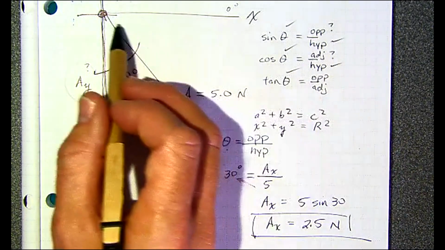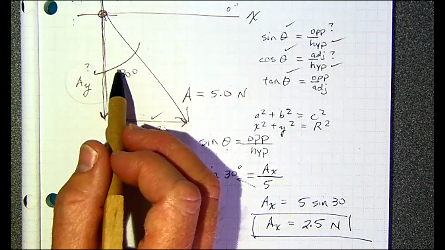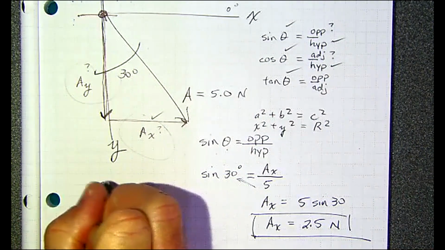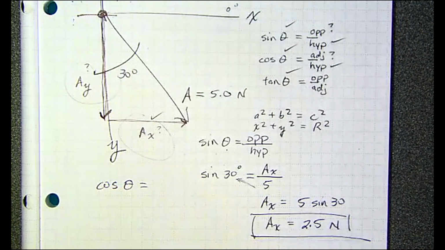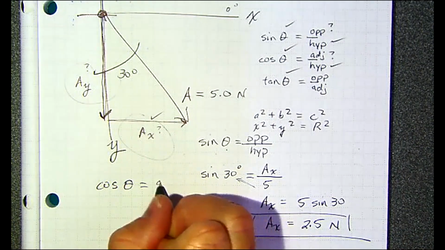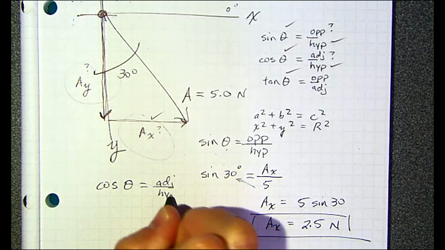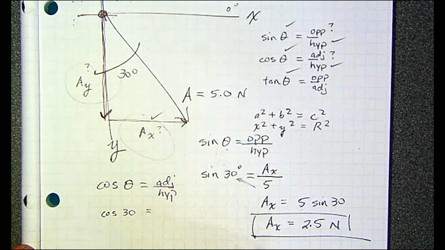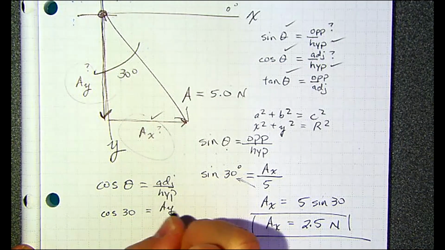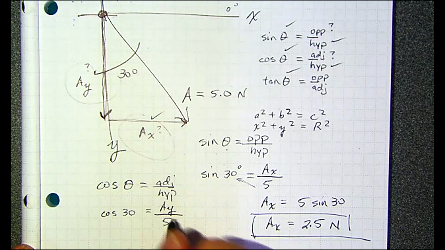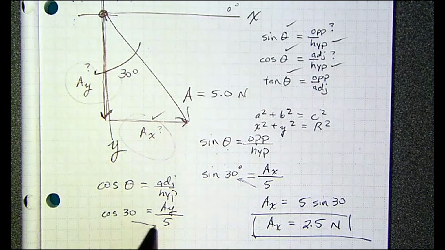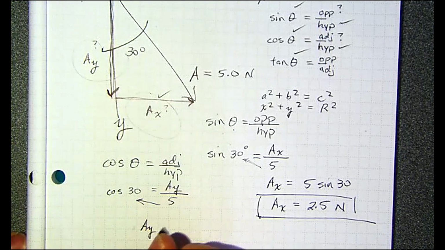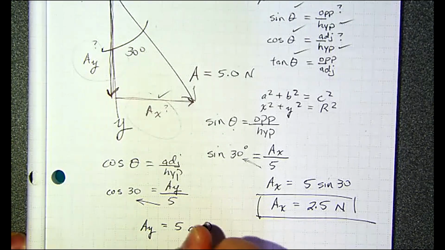Well, now for the adjacent one, if you believe me that a sub y is adjacent, meaning next to, if you agree that we're going to use this now, it's a cosine. It's the same process. The cosine of theta is the adjacent over the hypotenuse, right? And then this is going to be the cosine of 30 equals the adjacent, which we don't know, is a sub y. And then the hypotenuse, which we do know, is still 5 for that resultant. And I'm going to multiply the 5 times the cosine of theta. I'm going to get a sub y is equal to 5 cosine theta.